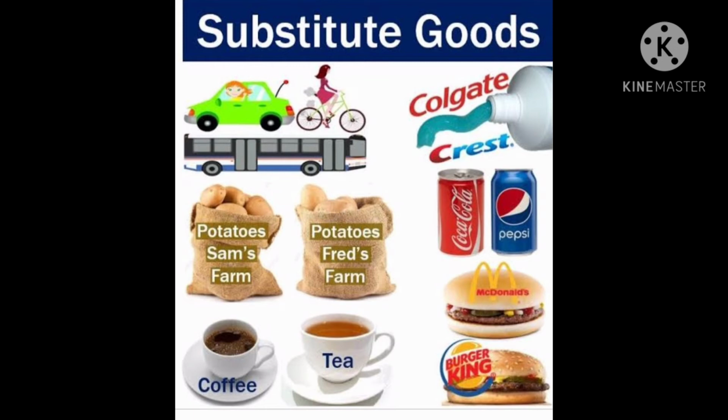Now I'll try to show you a few examples of substitute products. See, here when the coffee cost is increasing, you can substitute tea instead of coffee, or Coca-Cola can be replaced with Pepsi. When you feel that fuel cost is increasing, you can replace the car with a bike or a cycle. McDonald's can be replaced with Burger King. So this is how the competition will be there in the industry.